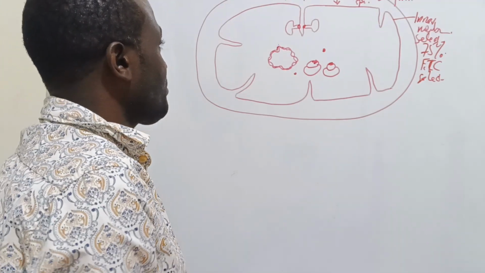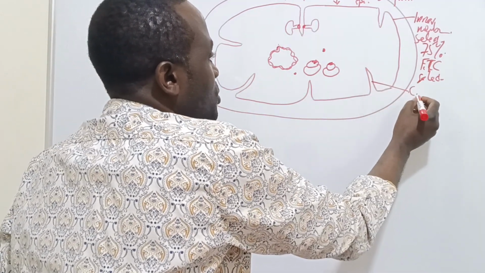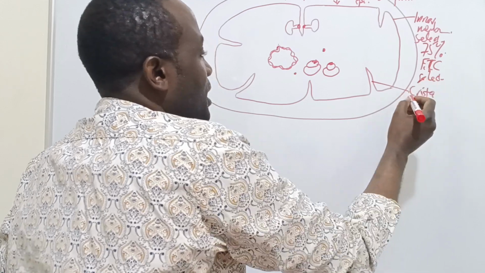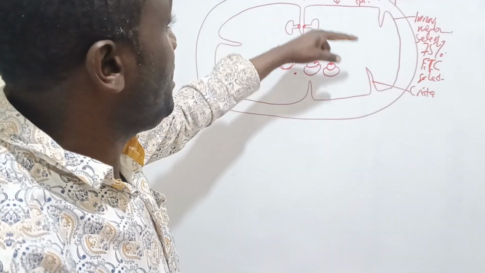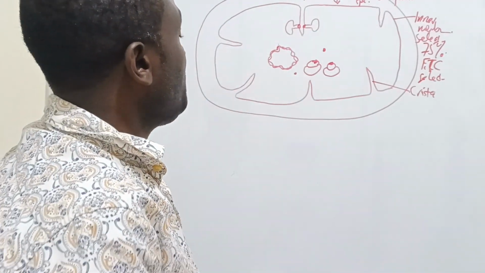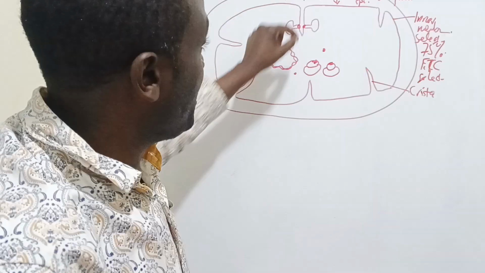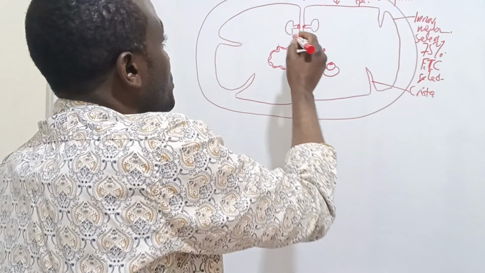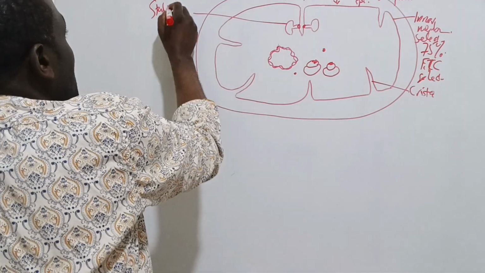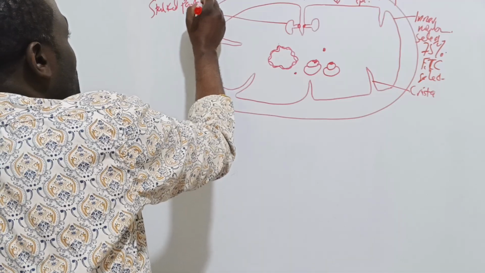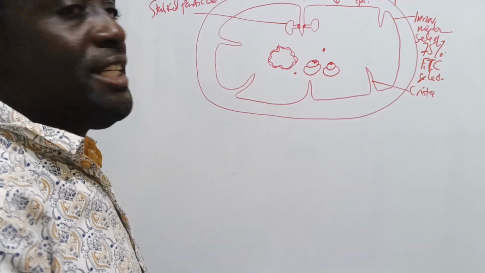Now, this is what we call cristae. Cristae for plural, crista for singular. These are the cristae you see here. However, I have identified one of them, and there are also some other structures. These structures you see here are the ones we call stalked particles. These stalked particles are part of the enzyme ATP synthase.